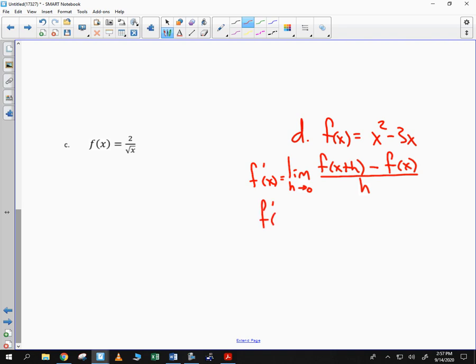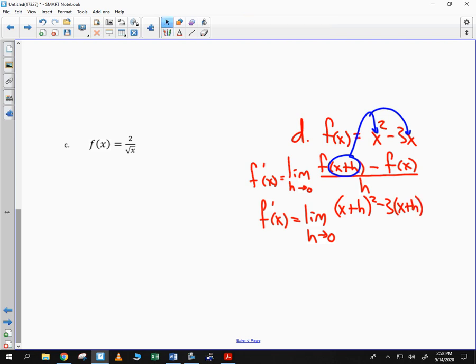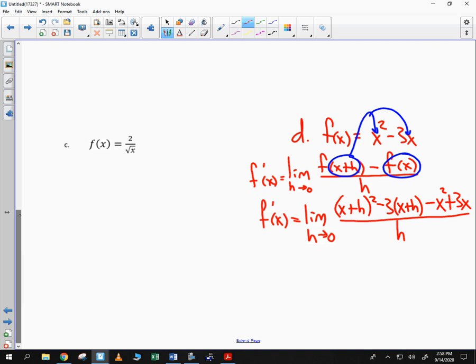So f prime of x is equal to the limit as h goes to 0 of f of x plus h. That means you take an x plus h and you plug it in for each x that you see here. And we get x plus h quantity squared minus 3 times x plus h. After that, we subtract the function. Well, the function is x squared minus 3x, so it'll be a minus x squared, and it'll be a plus 3x, divided by h. And that is what we algebraically want to simplify.